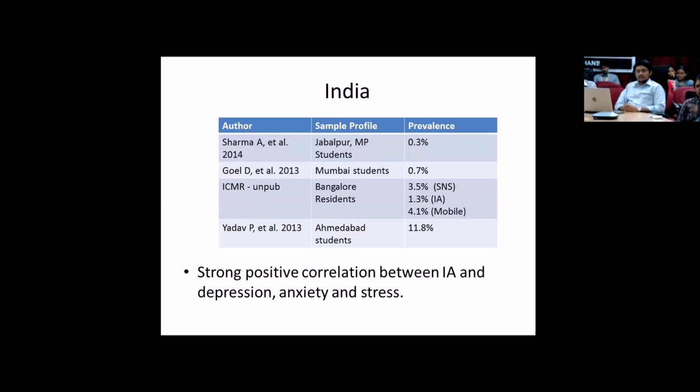Coming to the Indian scenario, there are some studies which say the prevalence ranges from 0.3% in Madhya Pradesh, which examined some students, to 0.7% in Mumbai, and one ICMR study, which is not yet published, coming from Bangalore, says that it ranges from 3.5 to 5% in social networking. This is not restricted to students, but across a wide age group of the population, from 15 years to 65 years. So this probably gives a broader sense of prevalence in India. They also find a strong positive correlation between internet addiction scores and scores on depression, anxiety, and stress.